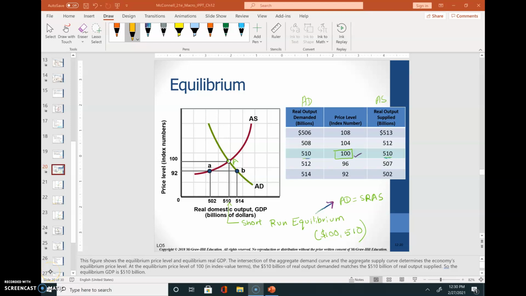Hey class, in this section I will look at the equilibrium in the aggregate demand aggregate supply model. I have the aggregate demand curve and the aggregate supply curve intersecting at an equilibrium price of 100 and an equilibrium quantity of 510. This is a short run equilibrium. We have short run equilibrium only when the aggregate demand is equal to or intersecting the short run aggregate supply curve. And this is also evident from this aggregate demand aggregate supply schedule.